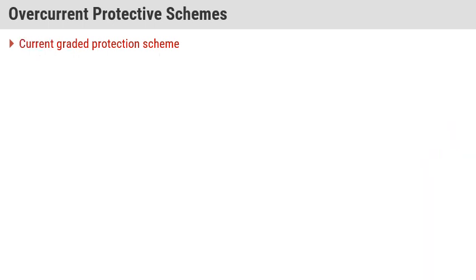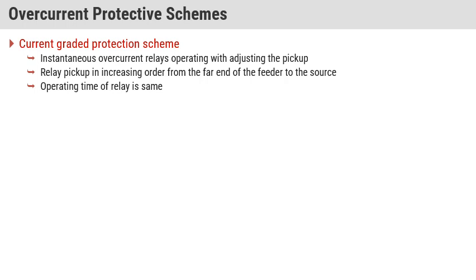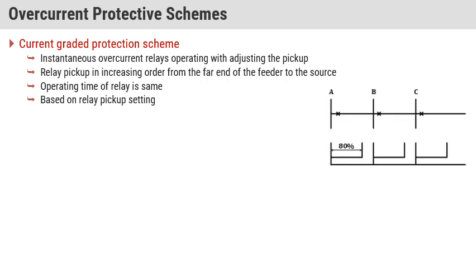Now we have the current graded protection scheme. In the current graded protection scheme, instantaneous overcurrent relays operate by adjusting the pickup. The relay pickup increases in order from the far end of the feeder to the source. The operating time of the relay is set based on the relay pickup setting. So we have the current graded system here.